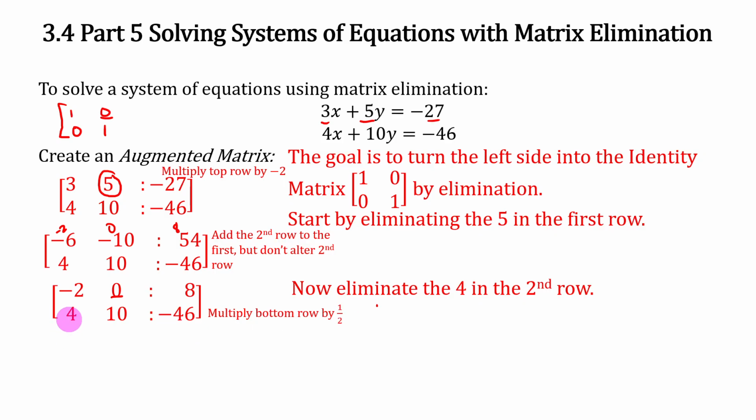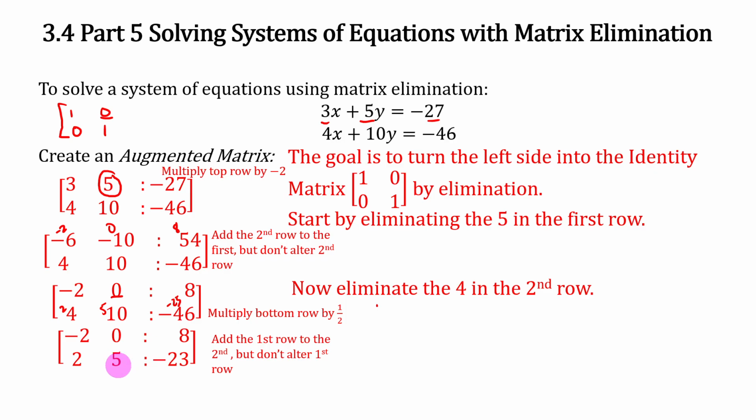So 1/2 times 4 is going to be 2. 1/2 times 10 is going to be 5. 1/2 times -46 is going to be -23. And now I'm doing the same thing I did before. I'm going to add the first row to the second, but not alter the first row. So this will become 0, this will stay 5, and this will become -15. -2 plus 2 is 0, 0 plus 5 is 5, 8 plus -23 is -15.